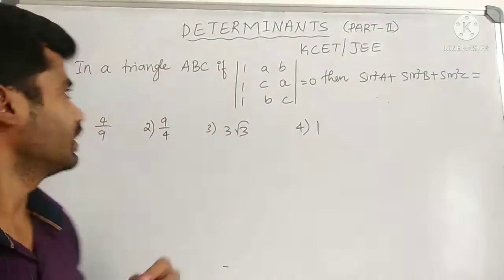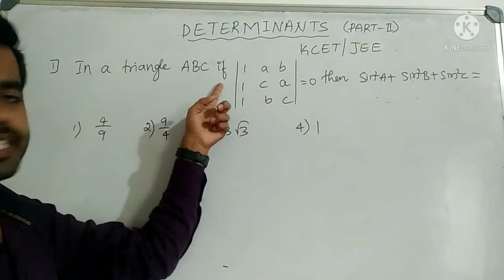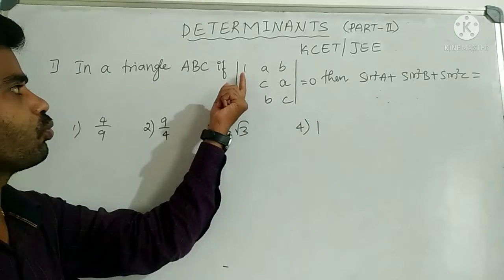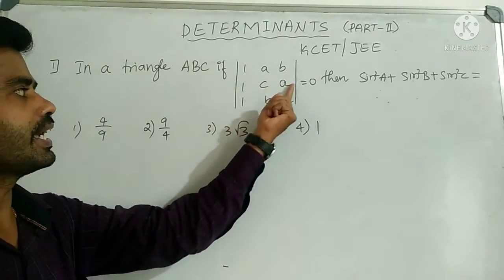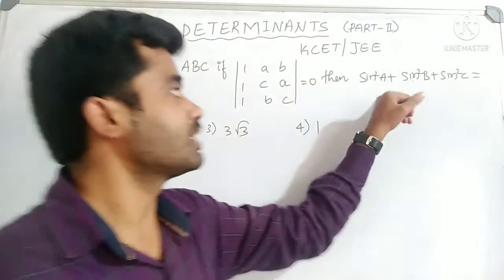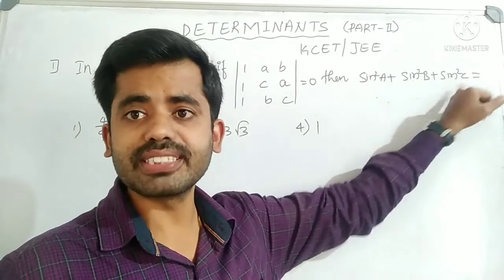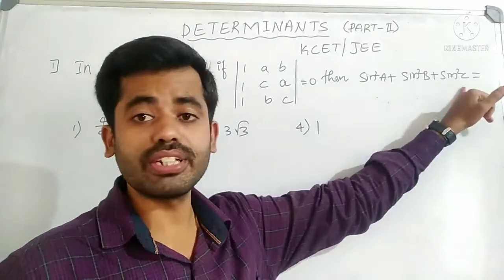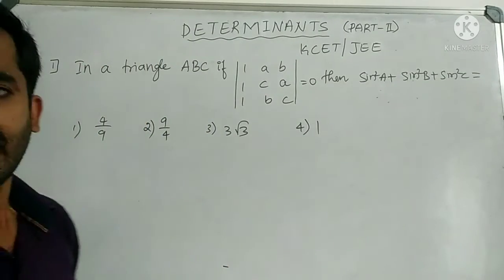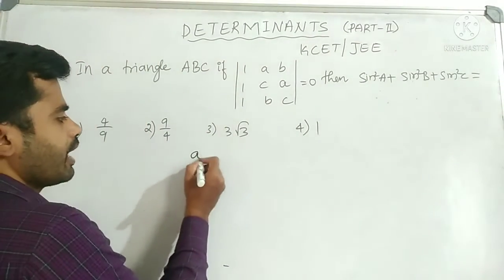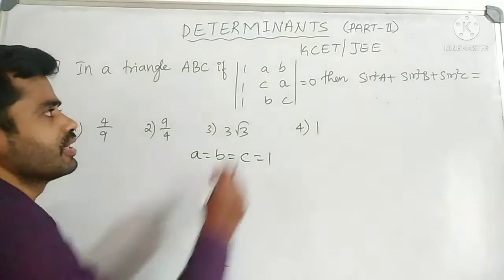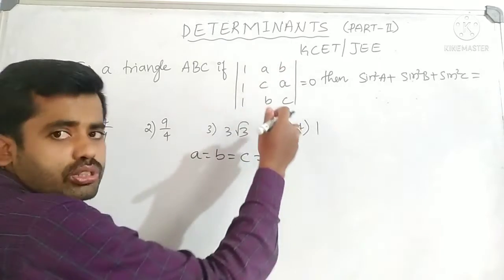The first one: in a triangle ABC, if the determinant with rows 1, a, b; 1, c, a; 1, b, c is equal to 0, then what is the value of sin square A plus sin square B plus sin square C? Now I will take the values a equal to b equal to c equal to 1. Then everything becomes 1.